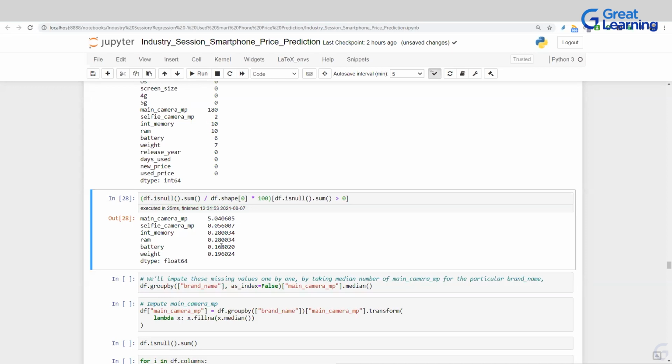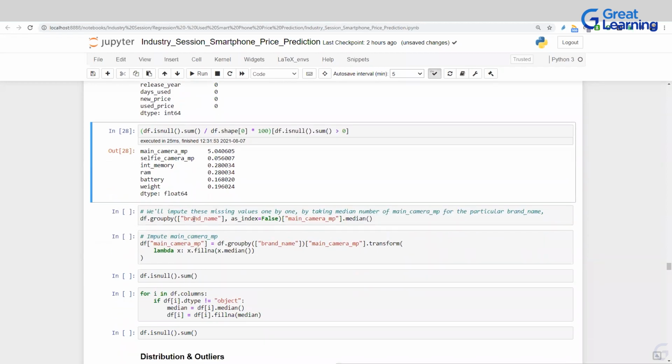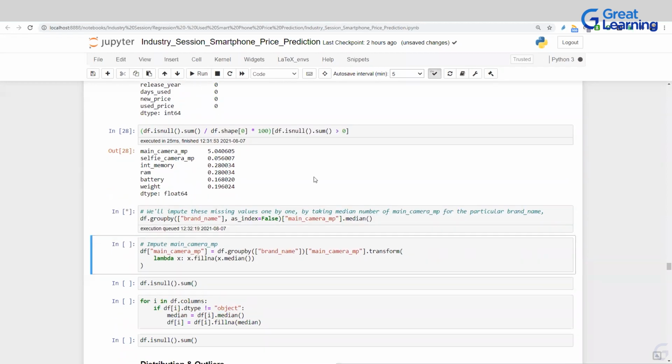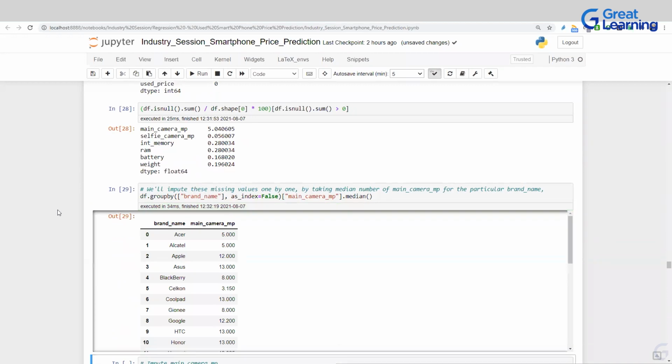5% is a significant number, so we can't really calculate a mean or median of the overall data and replace these missing values with it. So what I'm going to do here is first understand where those missing values are and which brands, and then probably take a brand-wise median. So if I group by brand and look at the median of the main camera.